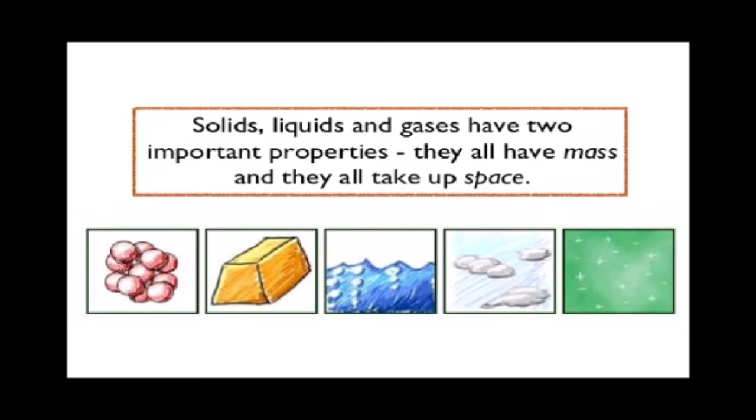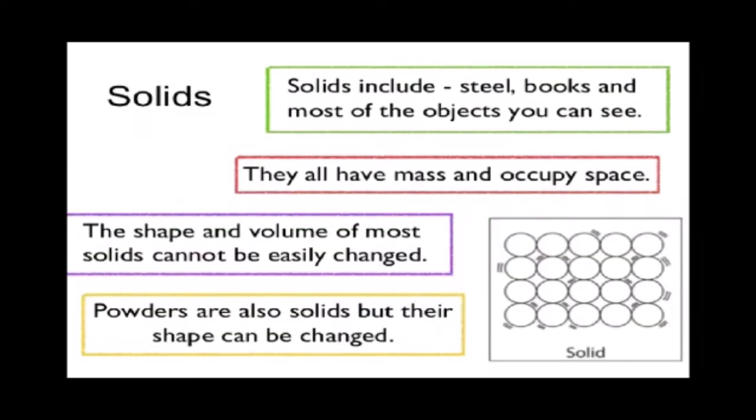Solids, liquids and gases have two important properties. They all have mass and they all take up space. Solids include steel, books, and most of the objects you can see. They all have mass and occupy space. The shape and volume of most solids cannot be easily changed. Powders are also solids, but their shape can be changed.